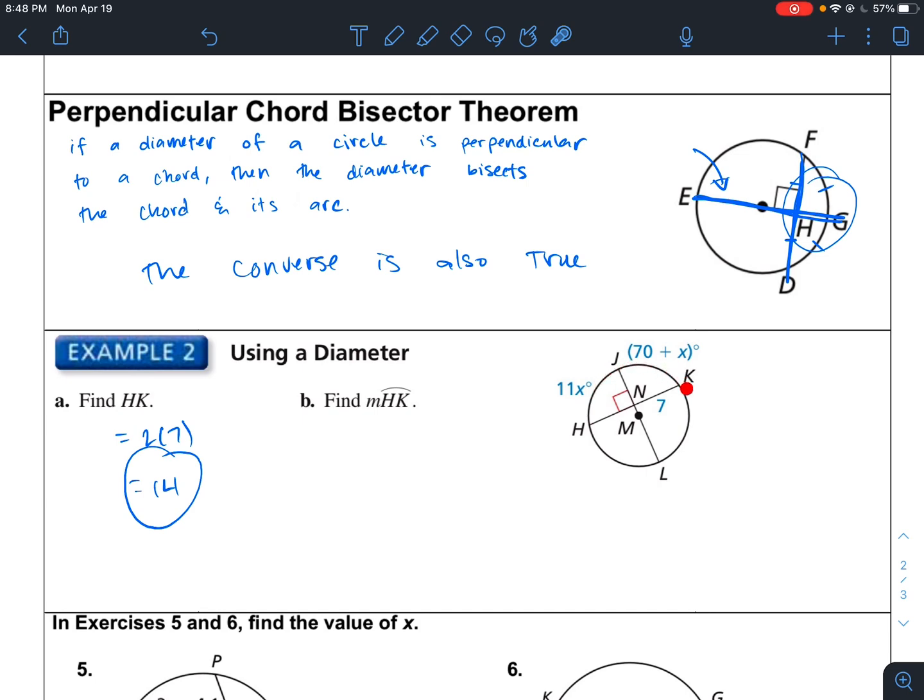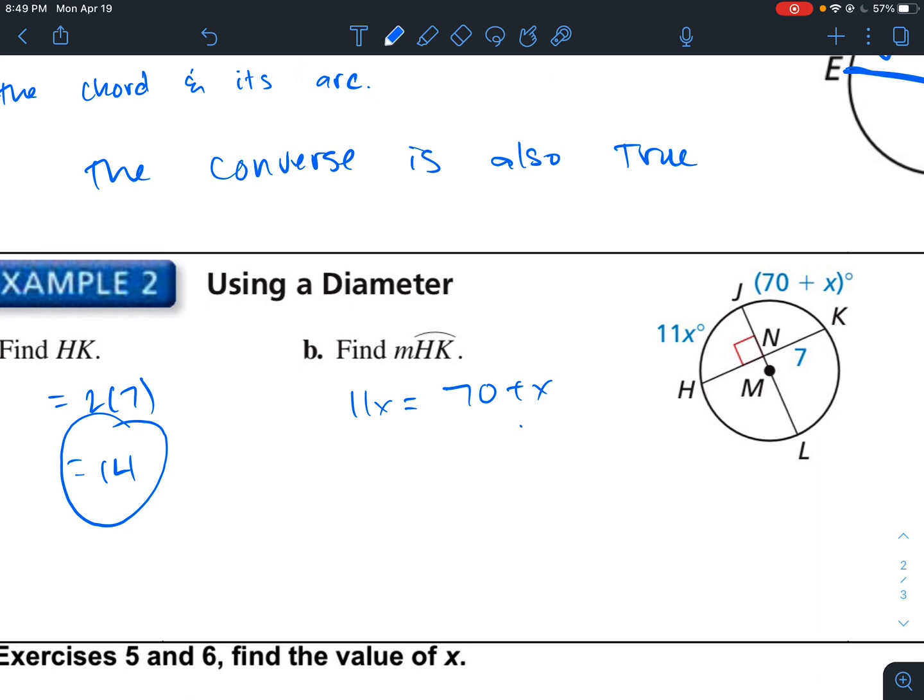So we know that this arc length is congruent with this arc length. So given that this one is 11x, I know that this arc length 11x is equal to 70 plus x. And now I can solve for x. So I'll subtract x from both sides, so I'll get 10x is equal to 70. Divide by 10 on both sides, and x has to be equal to 7.